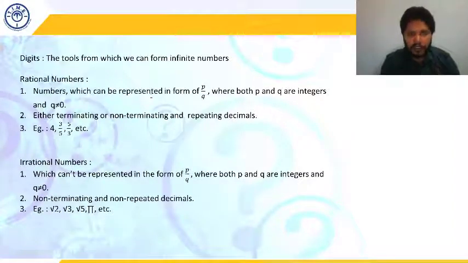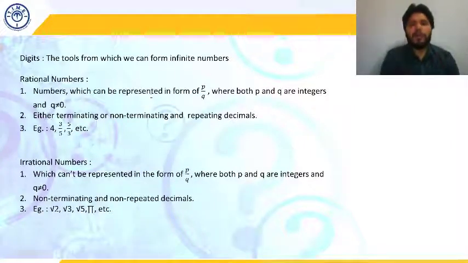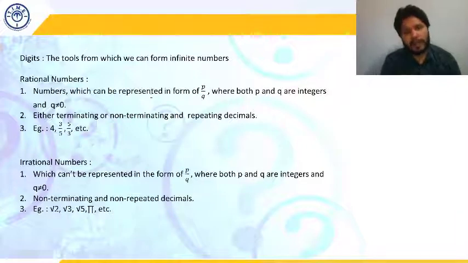Always remember this thing. So we can say that pi is going to be irrational, but 22 by 7 or 3.14 is going to be rational. Why? Because 22 by 7 is the approximate value of pi. We do not know the exact value. That's why we have put pi in the category of irrational numbers. I hope till here everything is clear to everyone.